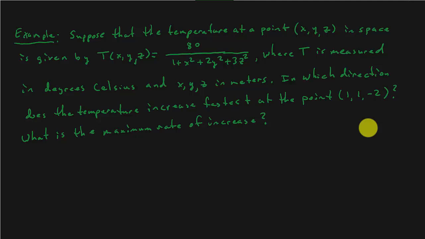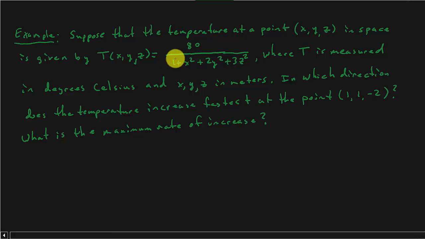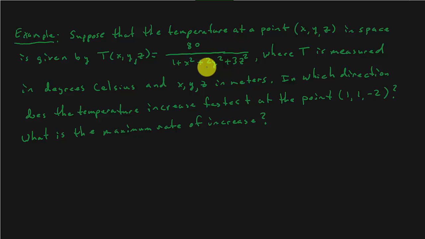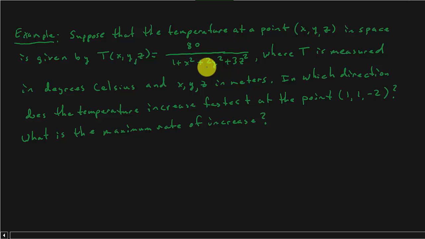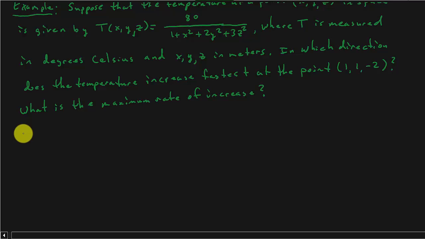It says, suppose that the temperature at a point (x, y, z) in space is given by T(x, y, z) equals 80 over 1 plus x squared plus 2y squared plus 3z squared, where T is measured in degrees Celsius and x, y, z in meters. In which direction does the temperature increase fastest at the point (1, 1, -2), and what is the maximum rate of increase?